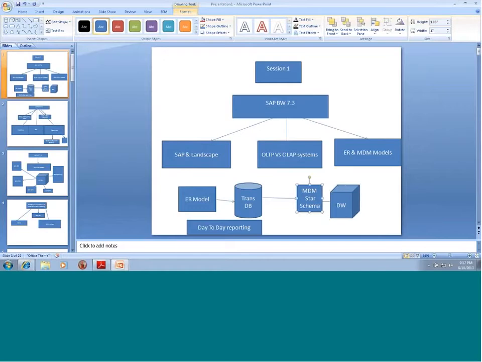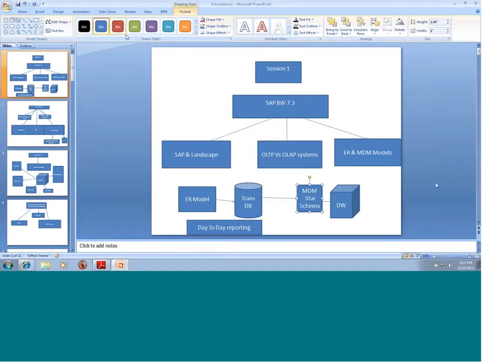We'll take a small requirement, understand how the ER model is created for that particular requirement, and see how transactional reporting will be used for that. Once that is done, we'll see what limitations the system would have for a transactional database. To overcome those limitations, we will convert from an ER model into an MDM model. The MDM model is the foundation for the SAP BW system.